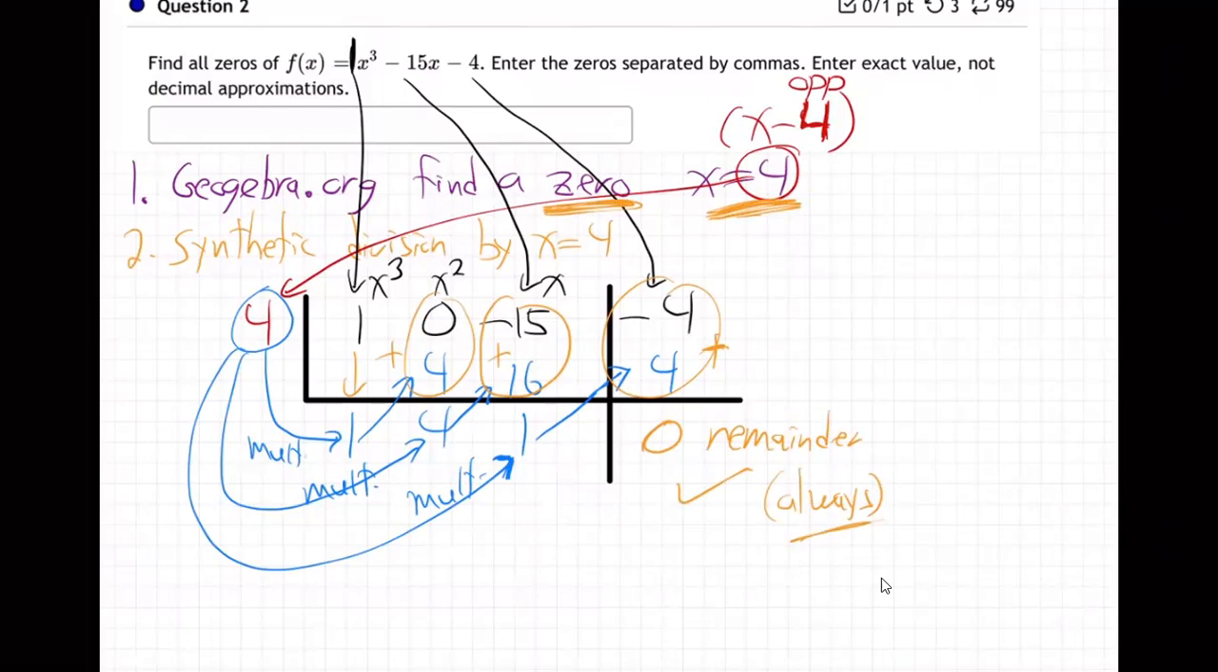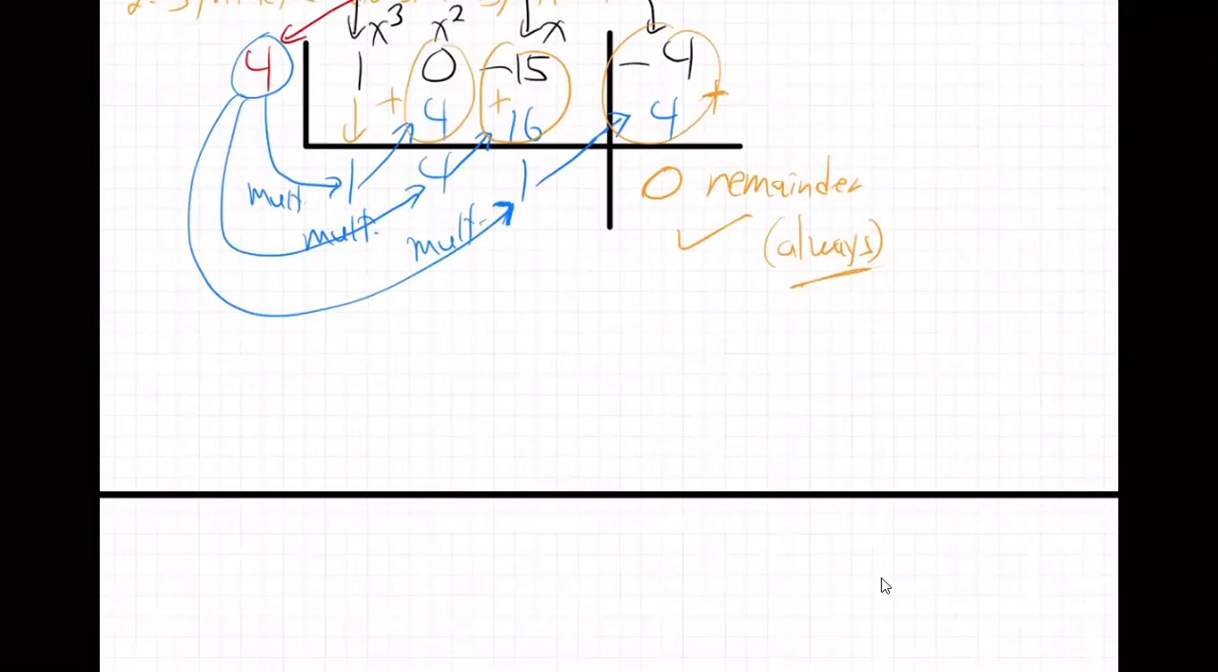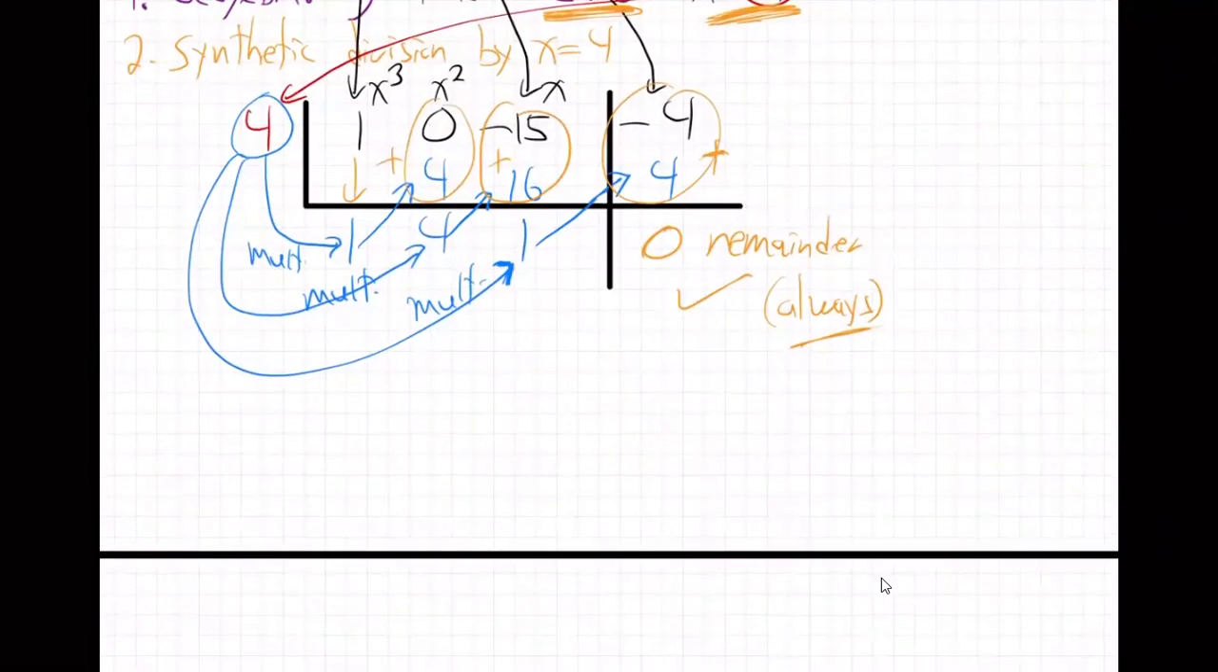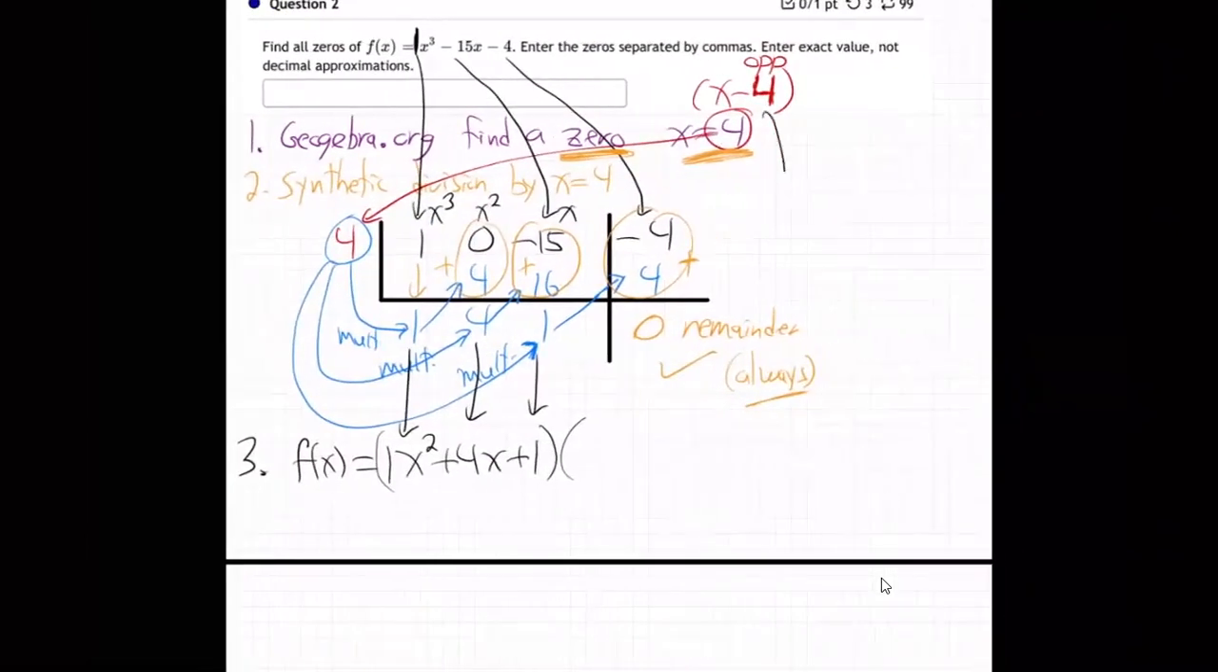All right. So what do we do now? So now we take our answer. We're on down to step 3 now. So your answer, f of x, basically equals this answer right here, which is 1x squared plus 4x plus 1 times, and then the other 0, which is x minus 4.